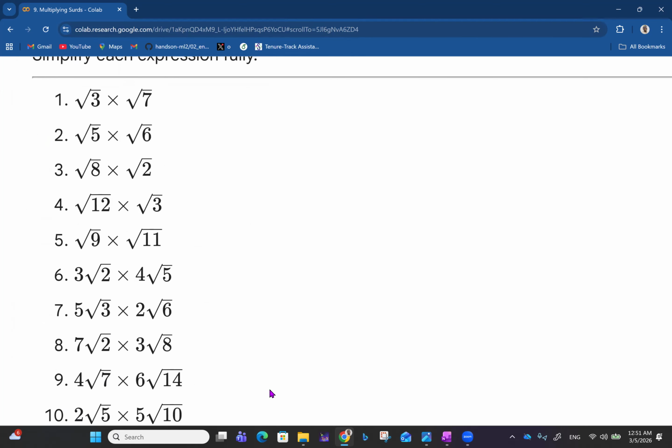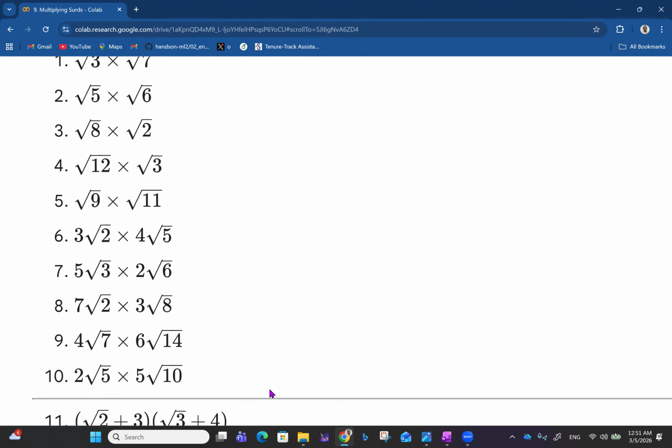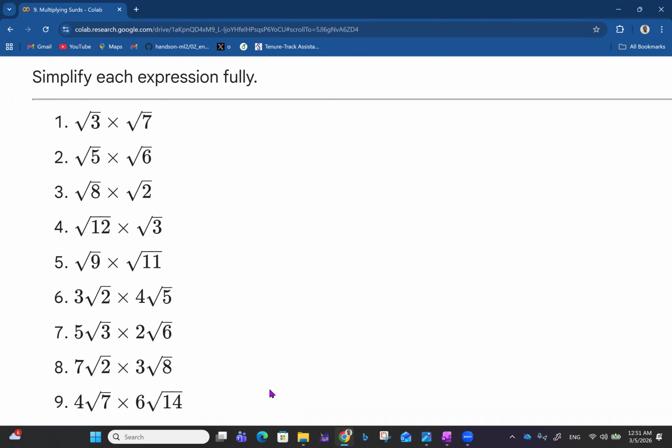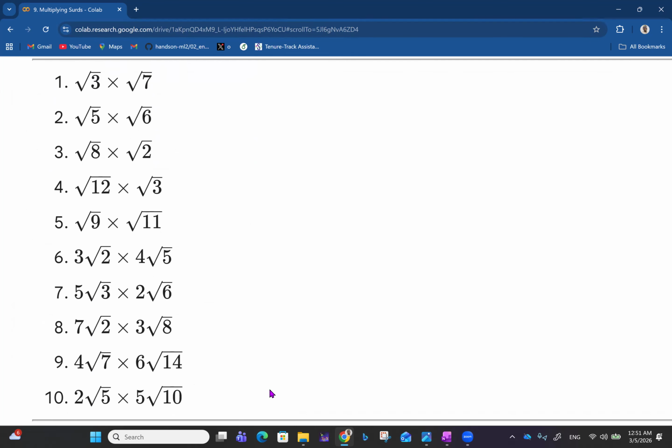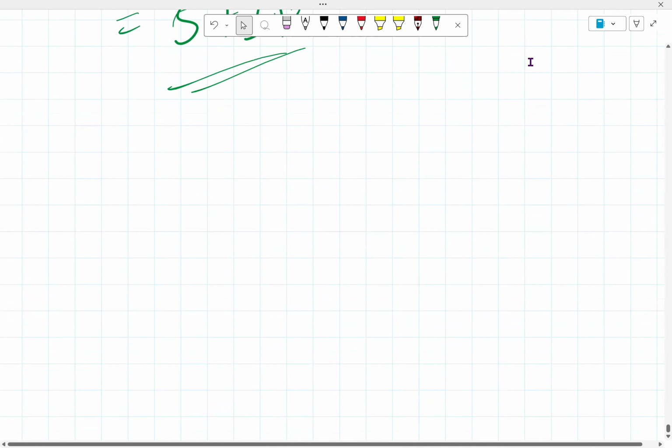So you have practice problems. As usual, I'll take one of the first 10 and then one of the last 10, 1 to 10, then 11 to 20. So 2 root 5 and 5 root 10 now. 2 root 5 times 5 root 10.